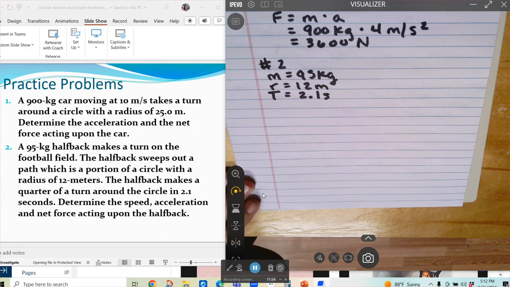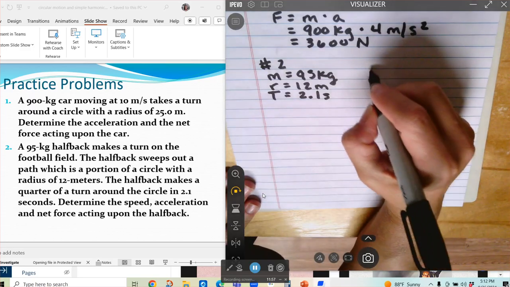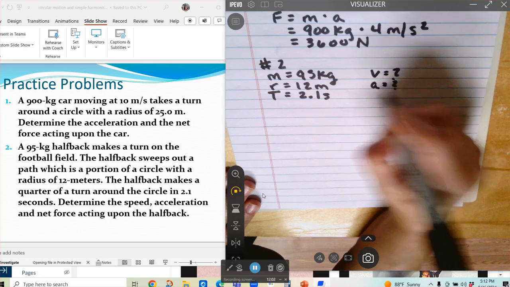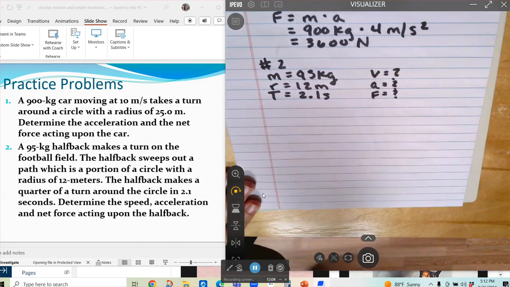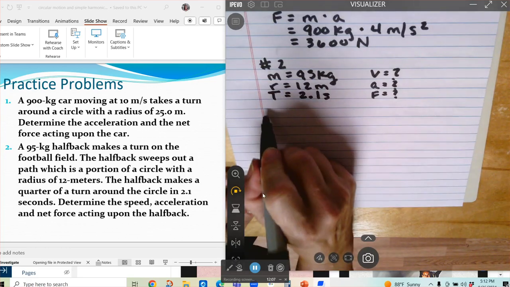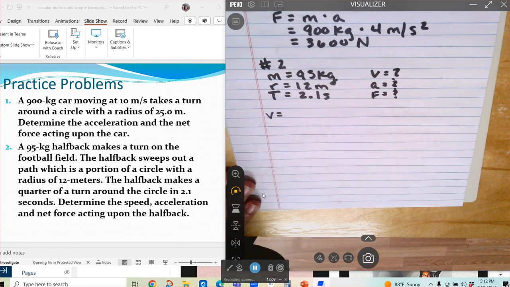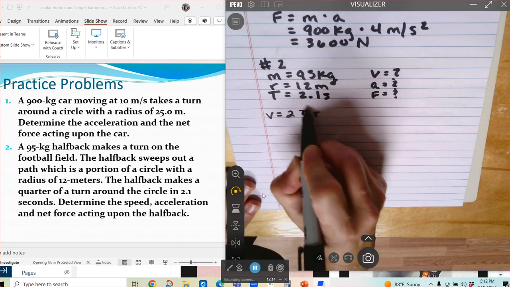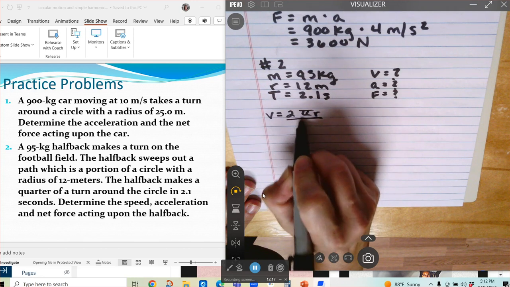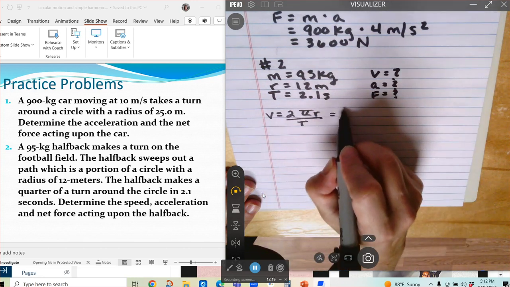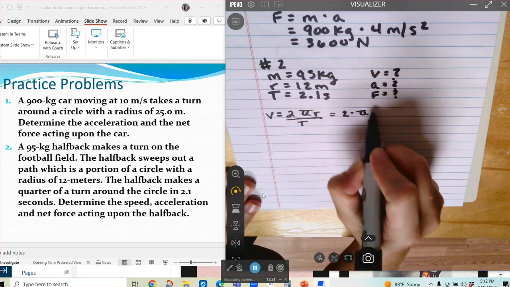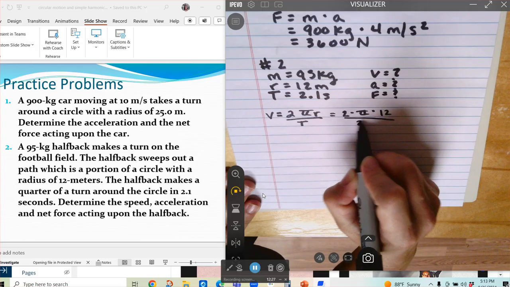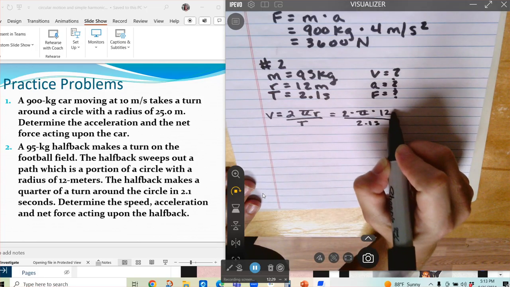All right. So the first thing they want to know is our velocity, acceleration, and then force. So we have all three to find this time. So let's go ahead and do our velocity. We know our velocity formula is 2 pi r over t. So that's going to be 2 times pi times 12 all over 2.1 seconds.